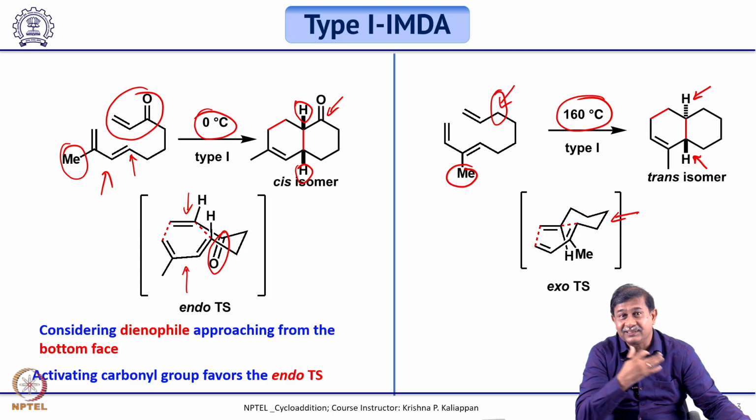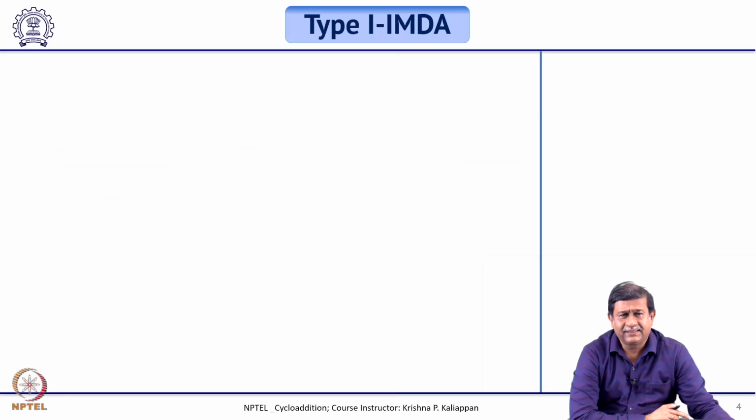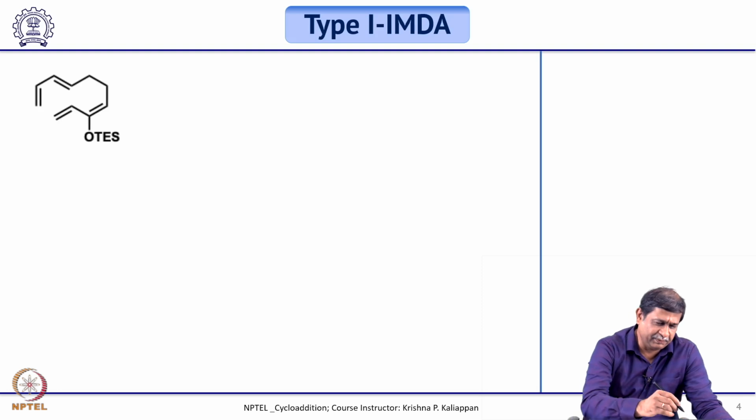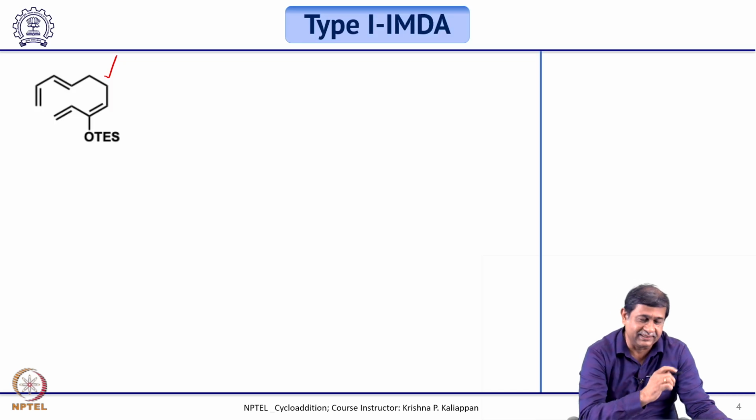But the only difference is you need to heat it more to get exclusively or predominantly the exo isomer. Now let us look at a few more examples of type 1 intramolecular Diels-Alder reaction, and let us see this particular example. So here, when you have a closer look at this molecule, you will see there are two dienes.